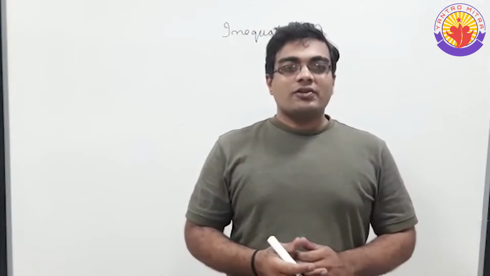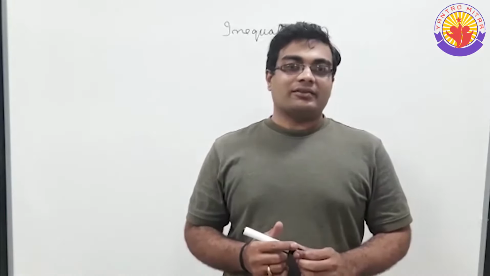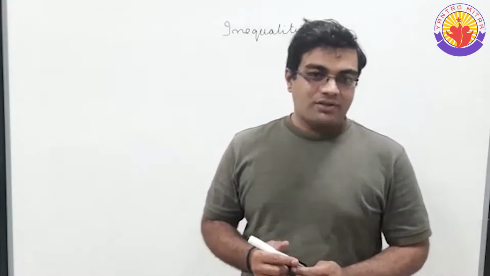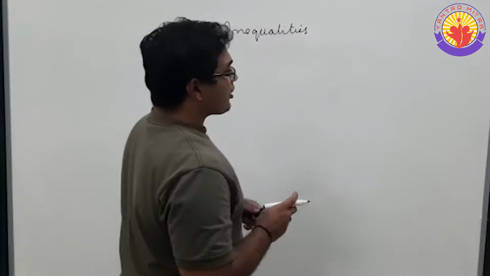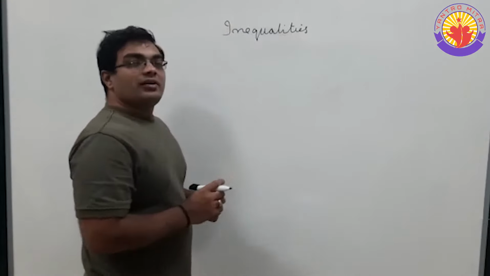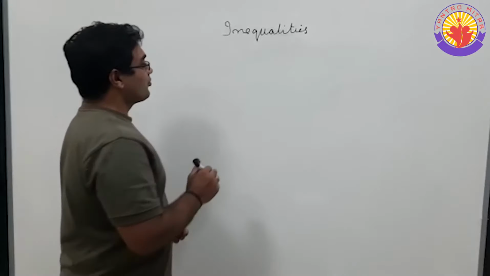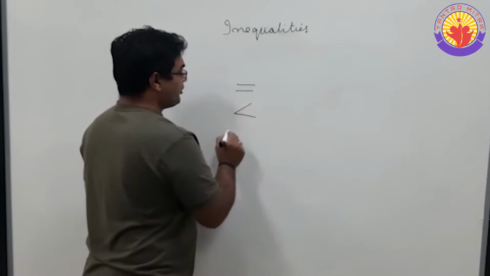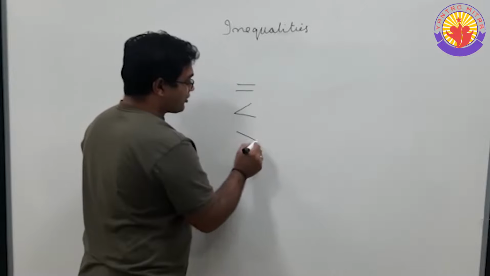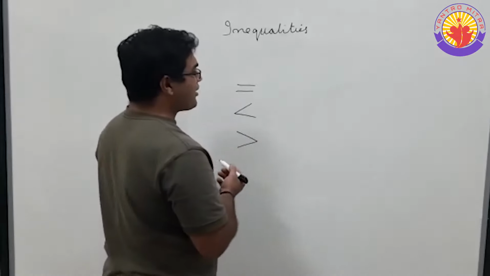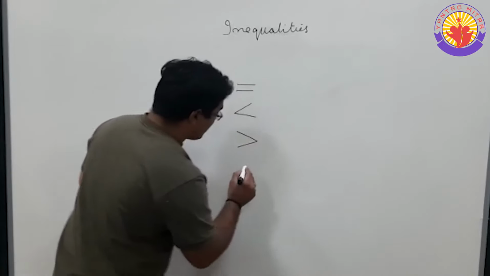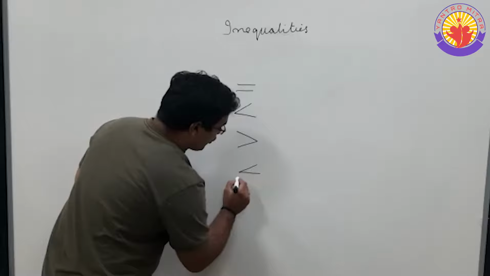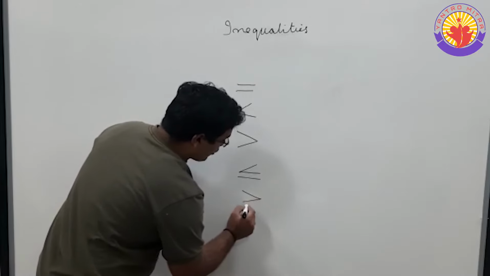Hello friends, today let us solve a few questions relating to inequalities. This topic appears in many competitive examinations, and in CLAT also we find these kinds of questions. When it comes to inequalities, there are three major signs that are very important in the chapter: one is equal to, second is smaller than, and third is greater than. There are two more signs, that is smaller than or equal to and greater than or equal to.